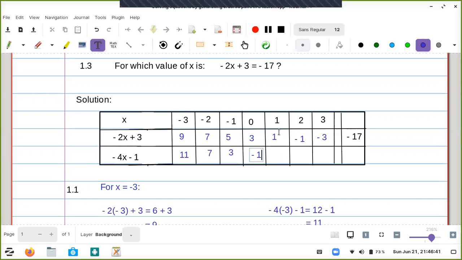Then I move on to the next one. That's -1 minus 4. You get -5. Then to the next one, -5 minus 4. You get -9. Then -9 minus 4. You get -13. Right, I cannot continue on to this other one.